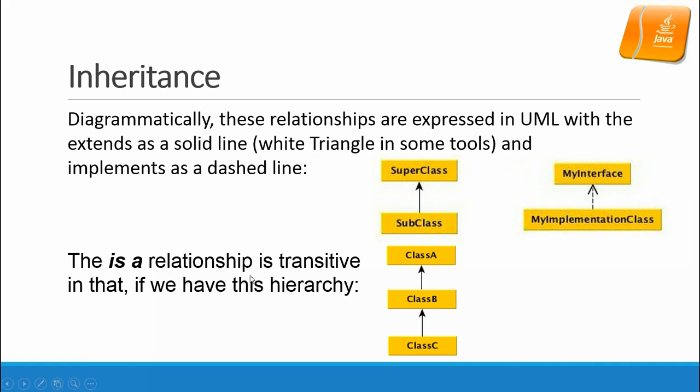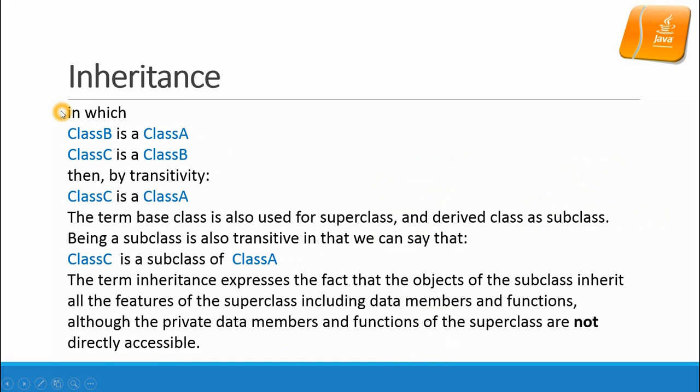The is-a relationship is transitive. That is, we have this hierarchy. If class C extends class B and B extends class A, then C is also extending class A. As shown in the figure in the previous slides, class B is a class A, and class C is a class B, then by transitivity, class C is a class A.